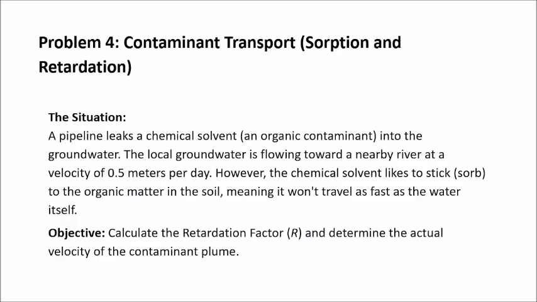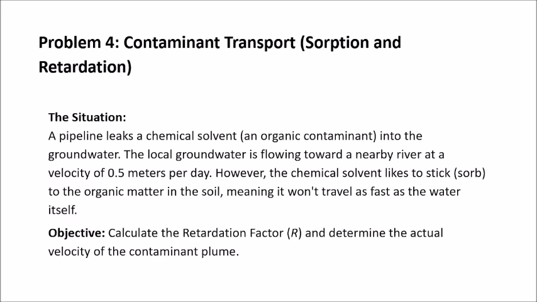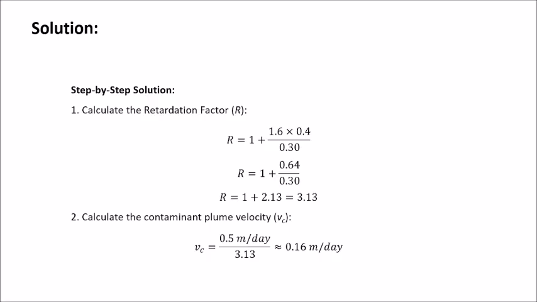Let's look at a practical example of retardation. Suppose groundwater is flowing toward a river at a velocity of 0.5 meters per day. A chemical solvent leaks into the water. By plugging the soil density, chemical stickiness, the K sub d value, and porosity into our retardation formula, we calculate a retardation factor of 3.13. By dividing our water velocity of 0.5 by our retardation factor of 3.13, we find the contaminant is only moving at 0.16 meters per day. This natural slowing effect is crucial, as it buys environmental engineers valuable time to clean up the spill before it reaches the river. Next slide.